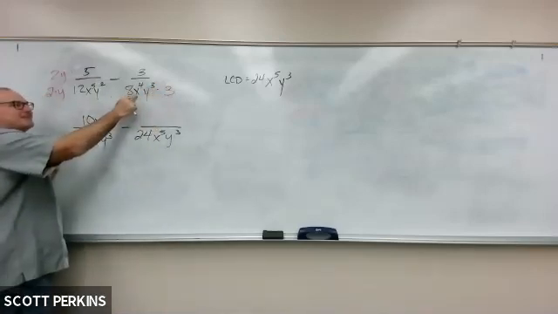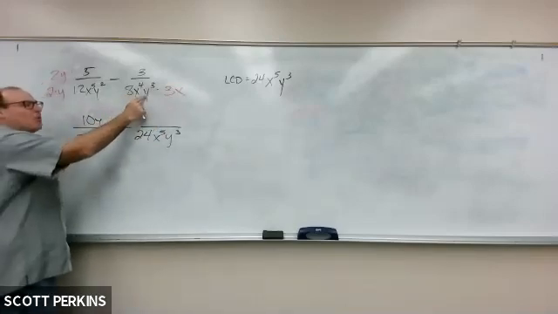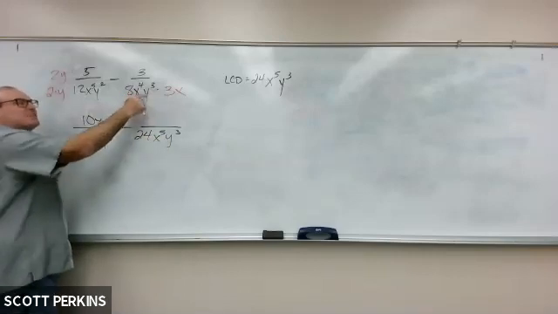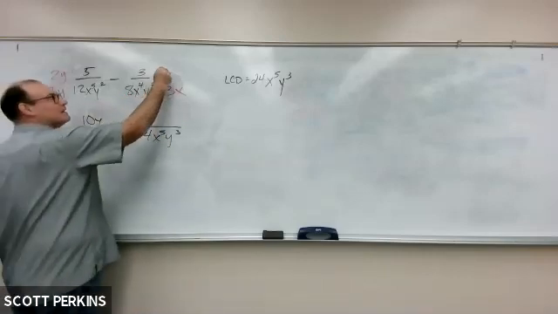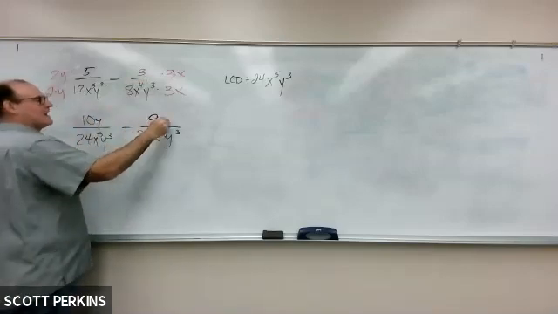Then over here, I need to multiply the 8 by 3 to make it 24. I've got 4 x's, I need 5, so I multiply by an x. I've got 3 y's, I need 3 y's, so I don't need any more y's. It's already got the amount I need. So times 3x. So 3x times 3 is 9x.